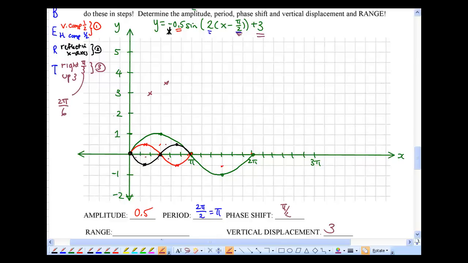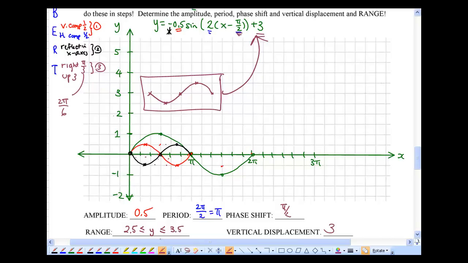Oh, wait a minute. I'm supposed to be using the black one. Oops. Right 2 and up 3. Right 2, up 3. Right 2, up 3. There we have it. Done! Here's my graph of one cycle of that thing above. And if you're curious about the range, it looks like the range goes from a low of 2.5 to a high of 3.5. Cool.